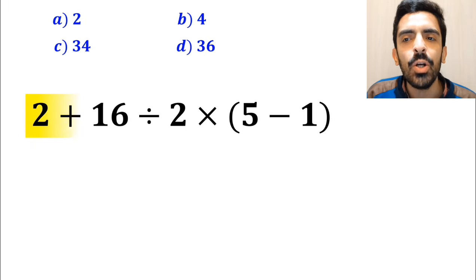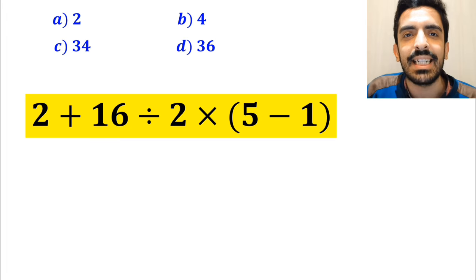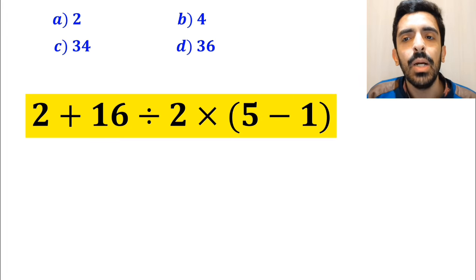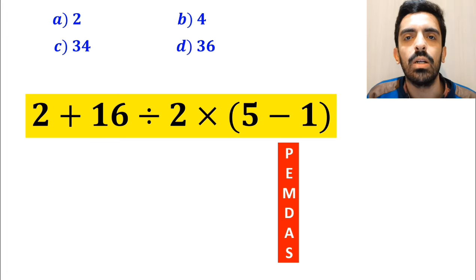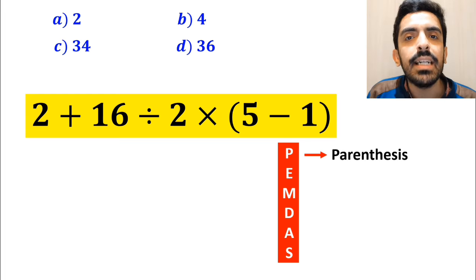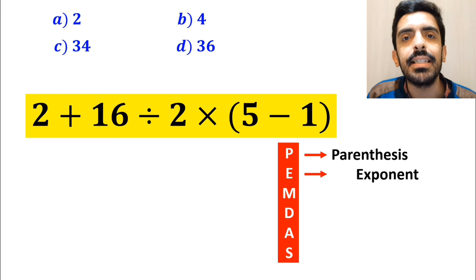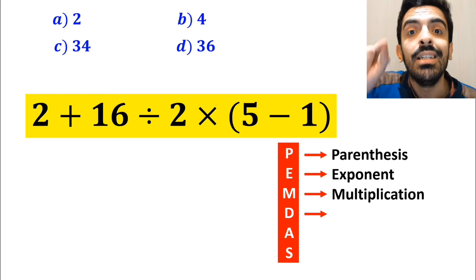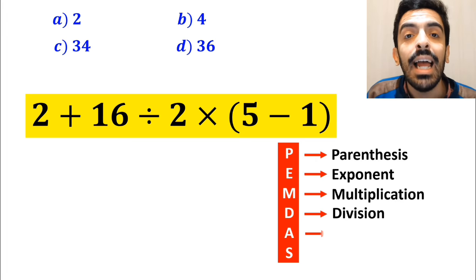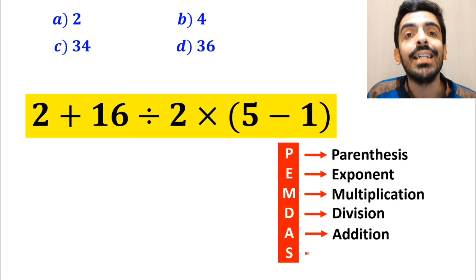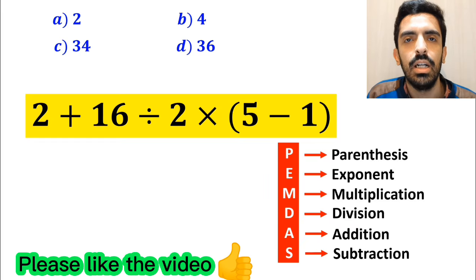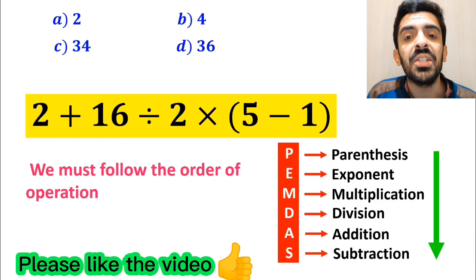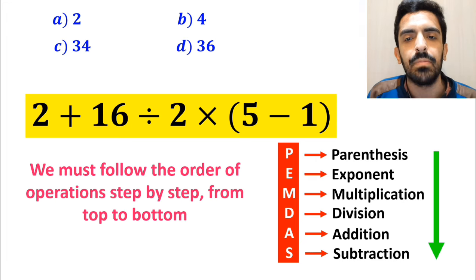Alright, now let me show you how to solve this expression correctly. To solve this problem, we must follow the PEMDAS rule. In this rule, P stands for parenthesis, E stands for exponent, M stands for multiplication, D stands for division, A stands for addition, and S stands for subtraction. We must follow the order of operations step by step from top to bottom.